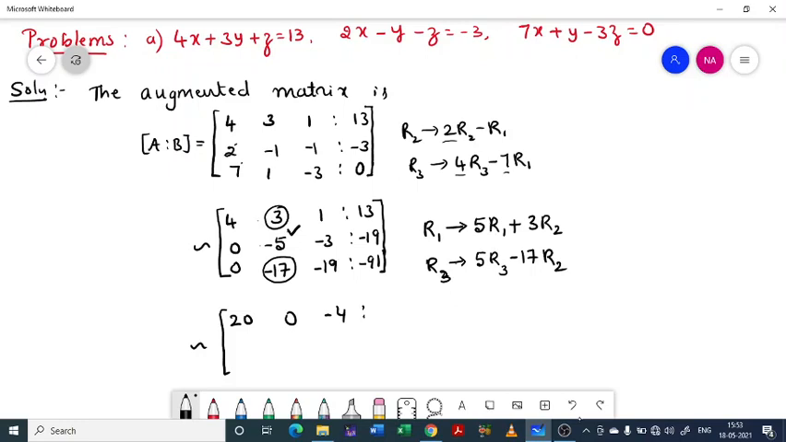Okay, 13 into 5, 65 plus 3 into minus 19. So you can check, it will be plus 8. Second row, no change, because we are applying operations for first and last row. Okay, last row, there is a change in this. Okay, these two must be 0. Now this entry will be, you can check the value of this will be minus 44 and minus 132 here. Okay, check these values later.